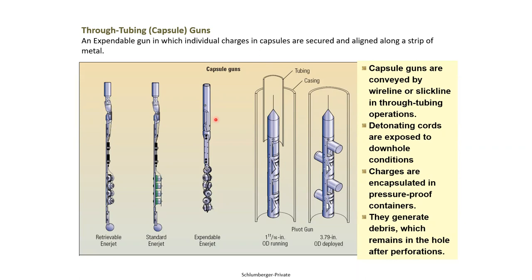So for the through tubing guns, we have two kinds. We will have the exposed gun, and we will also have casing guns. In the exposed gun, the charges are in contact with the wellbore. In the casing guns, the charges are enclosed in a tube.